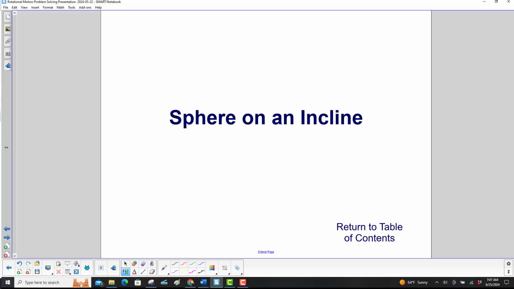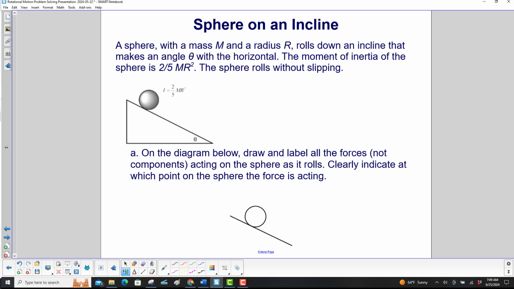Sphere on an incline. A sphere with a mass m and a radius r rolls down an incline that makes an angle theta with the horizontal. The moment of inertia of the sphere is 2/5 mr squared. The sphere rolls without slipping. On the diagram below, draw and label all the forces, not the components, acting on the sphere as it rolls. Clearly indicate at which point on the sphere the force is acting.